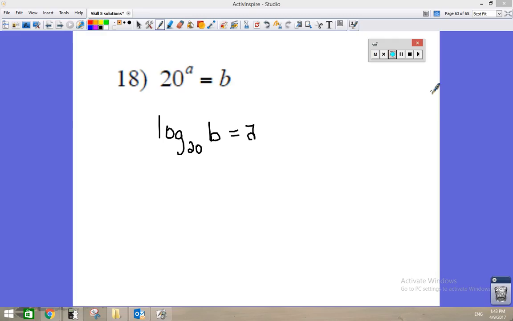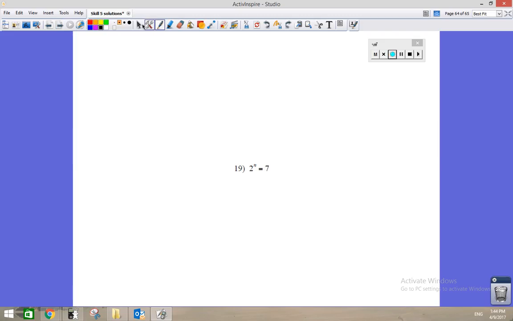Alright, let's move on and see what we have here in these next ones. If we have an exponential equation, they want us to rewrite it as a log equation. So I have log base 2 of 7 is equal to this exponent n.